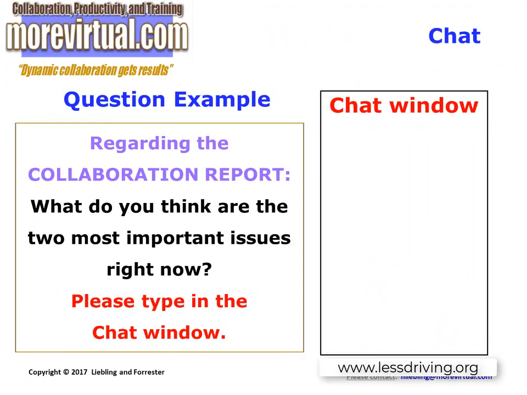Here is an example of a meeting facilitator being very creative in using the chat window. The meeting facilitator uses a question to engage the participants. The question is, regarding the collaboration report, what do you think are the 2 most critical issues right now? The participants are also asked to type their response in the chat window. In the next slide, Paul will review a few of the responses.